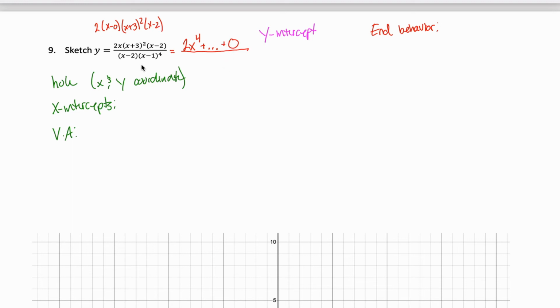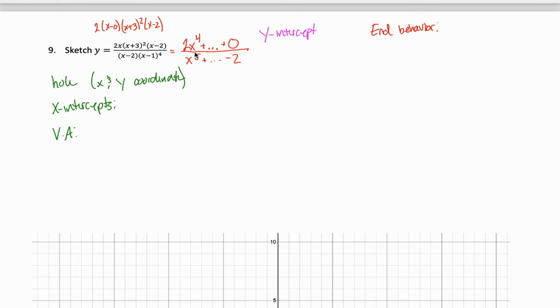Because this 0 times 3 squared times negative 2 times 2 leaves me with a 0. What about down in the denominator? Well, I get x times x to the fourth, so I get x to the fifth power as my leading term. And then for my constant term, I get negative 1 to the fourth, which is positive 1, times negative 2, which is negative 2. So the unfactored form of the rational function, loosely speaking, looks like what you see in red here.